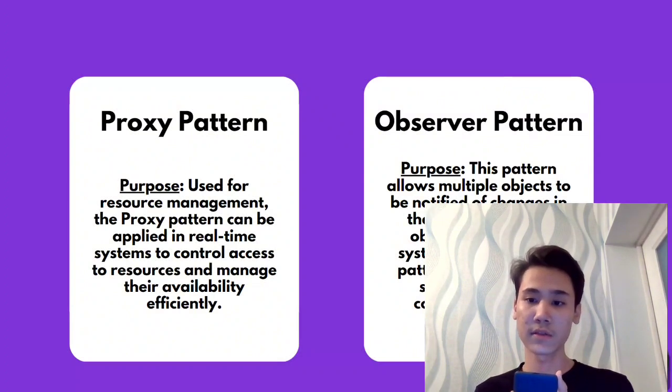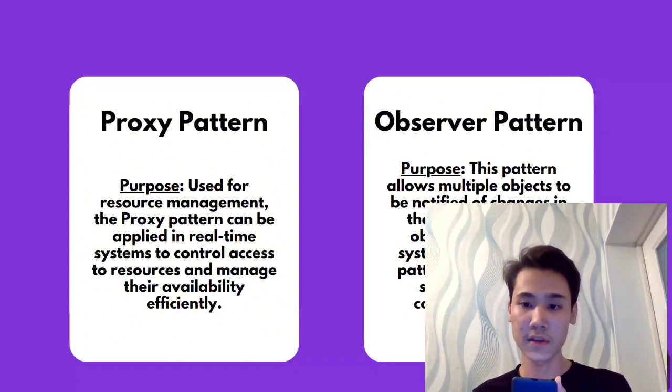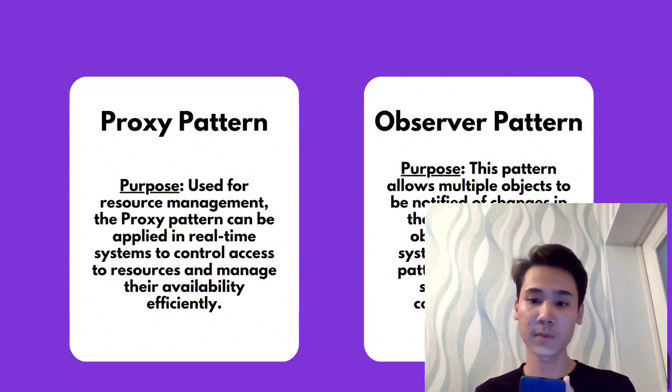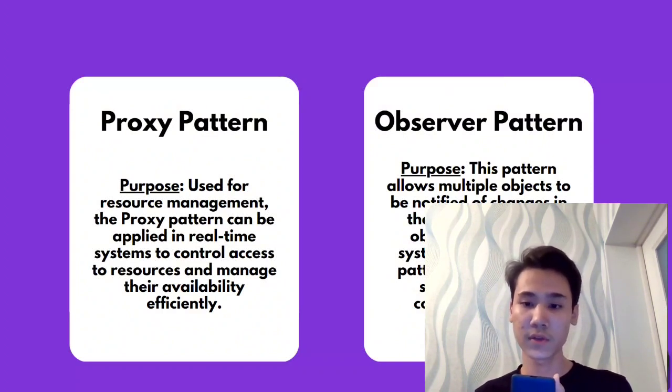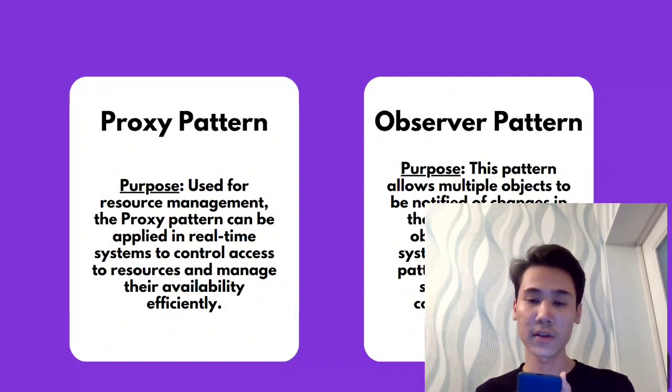The observer pattern allows multiple objects to be notified of changes in the state of another object. In real-time systems, the observer pattern can be used to synchronize and coordinate events effectively.